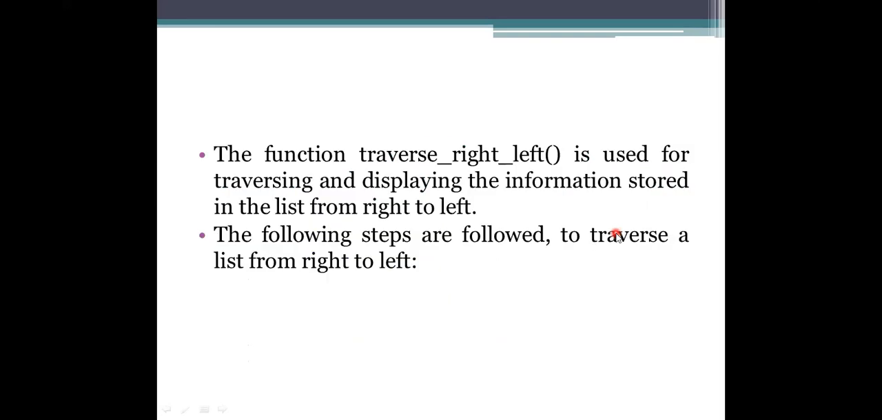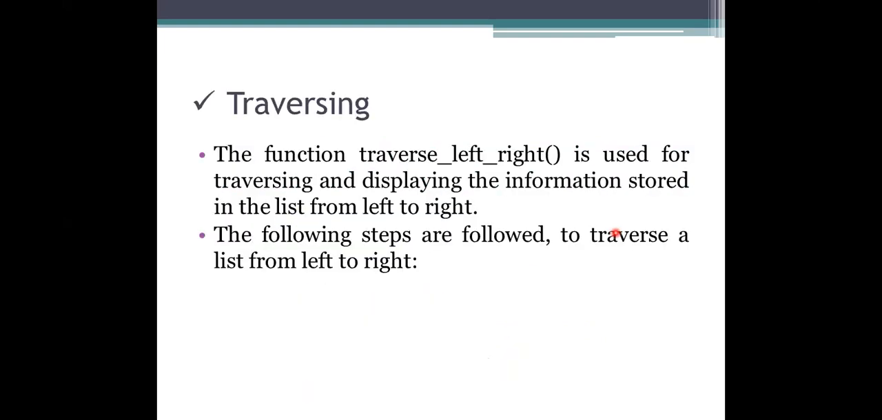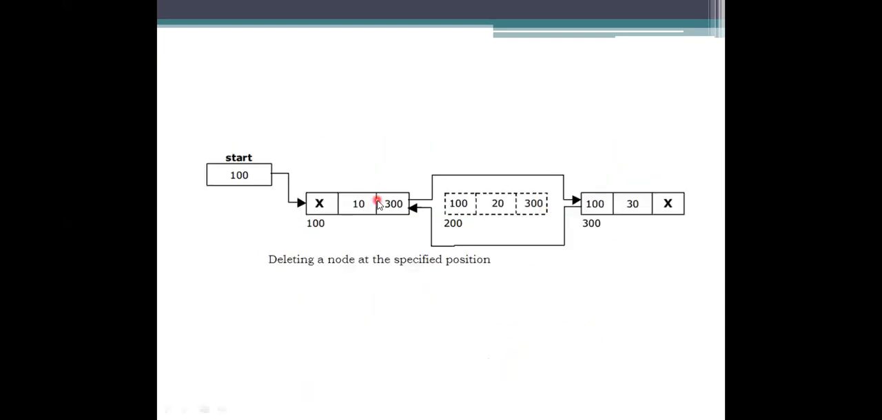If you want to go from right to left, the reverse of that, what I have to do is start with the temporary variable only, and where the temporary variable's right is not equal to null, there I need to process. If it is null, I need to stop the processing.